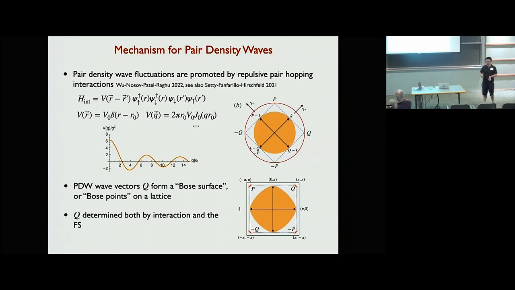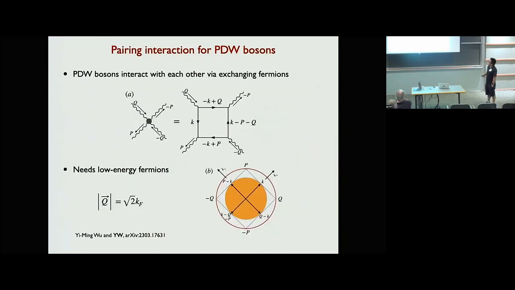And if I'm solving this problem in the continuum, then the PDW wave vectors, pair density wave vectors, form a ring here, which can be viewed as a Bose surface. But if I do it on the lattice, then what you have are these Bose spots, which are 90 degrees away from each other and related by C4 rotation. So in order to consider any fluctuation effects of a pair density wave state, we need to consider how they interact with each other, right? So the problem we'll be considering is to think about how these PDW order parameters, which are bosons, can themselves pair into a uniform state that will carry charge-4e, right?